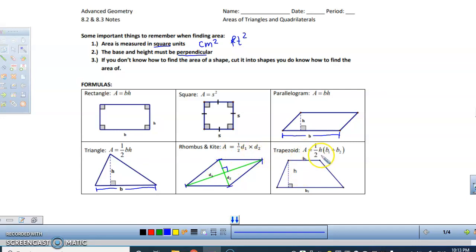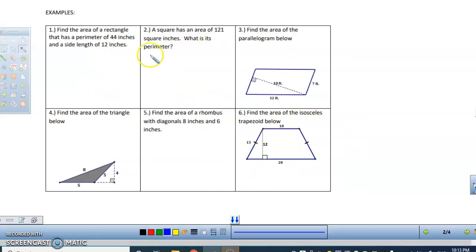Okay, lastly, we have the trapezoid. So you're going to do 1/2 the height times base 1 plus base 2. Again, you have a perpendicular height. And again, the bases are all the way across, and those are the parallel sides.